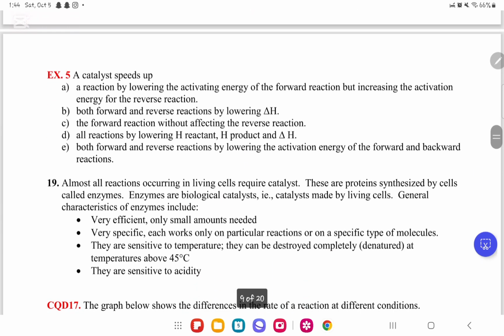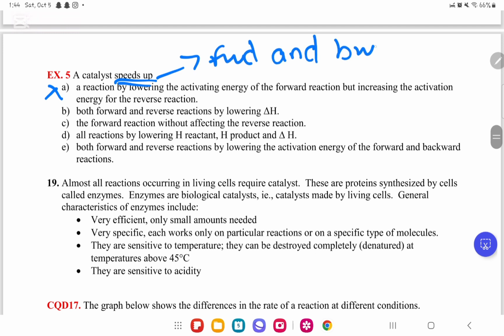Now, what does a catalyst speed up? The catalyst speeds up a reaction by lowering the activation energy of forward but increasing the activation energy of the backward? No. A catalyst speeds up the forward and backward reaction. So it doesn't lower the activation energy of one but increase the activation energy of the other. No, it will actually lower the activation energy of both the forward and the backward. If it's lowering, that means it's speeding up the forward and the backward reaction.